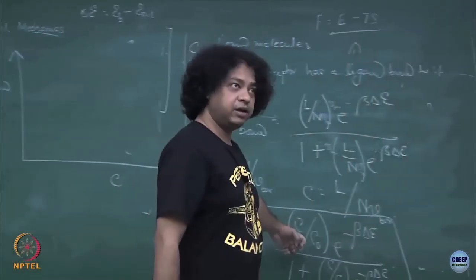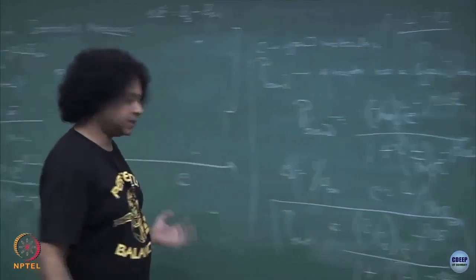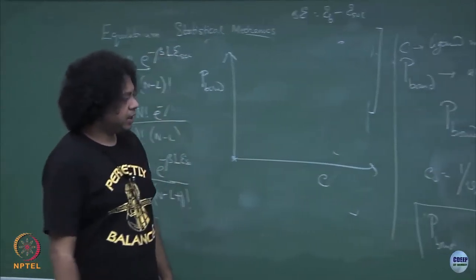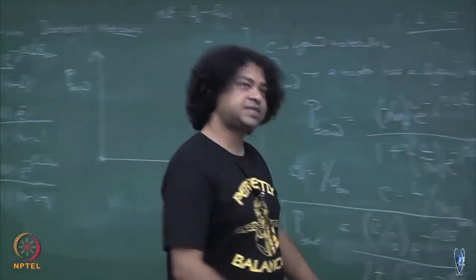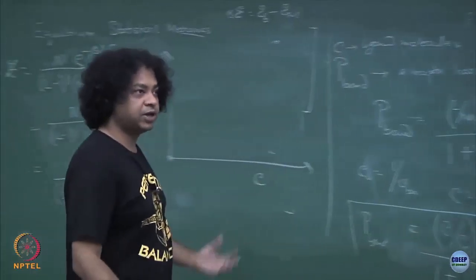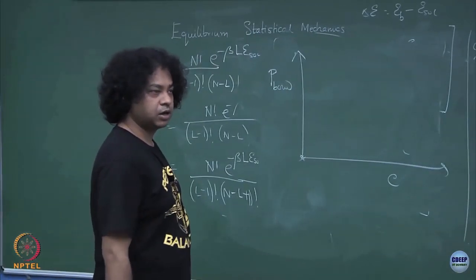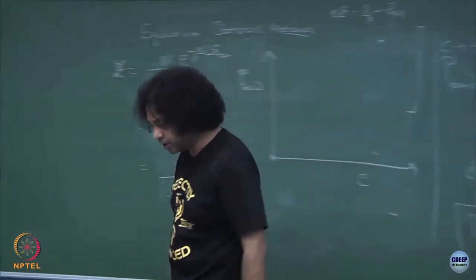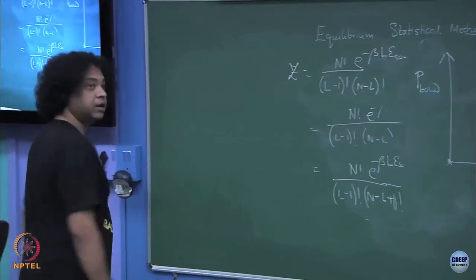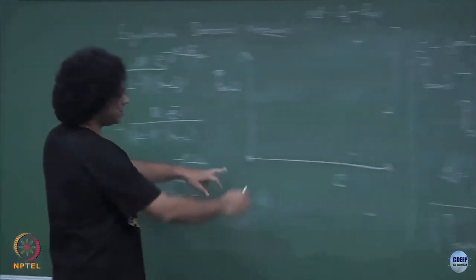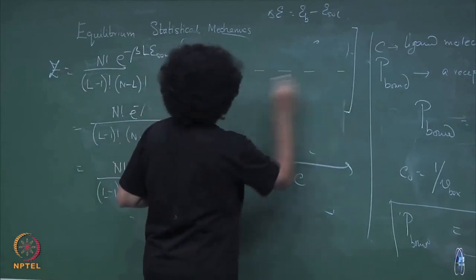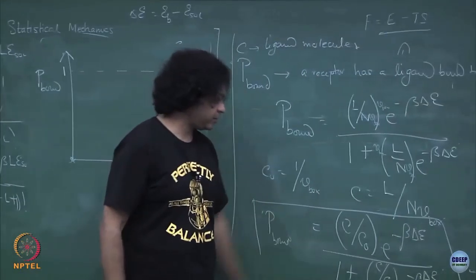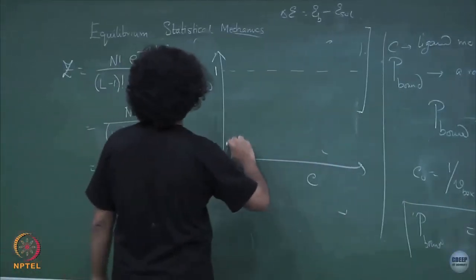So, if there was no ligand, of course the probability is 0 because there is nothing to bind. So, I know it will start off from here. Okay. If the concentration was extremely high, then what would the limiting probability be? If C went to infinity, what would the probability that the receptor would be bound be? 1, right. So, I know that at very high concentrations, it has to go to 1. And then you can plot this and see how this goes. So, it will go something like this, right.